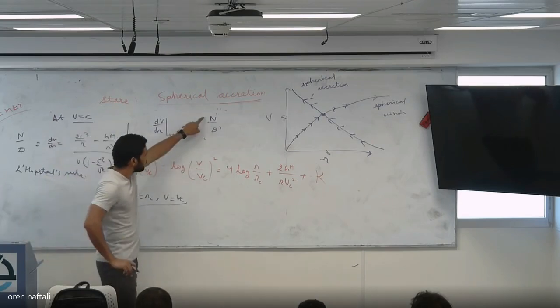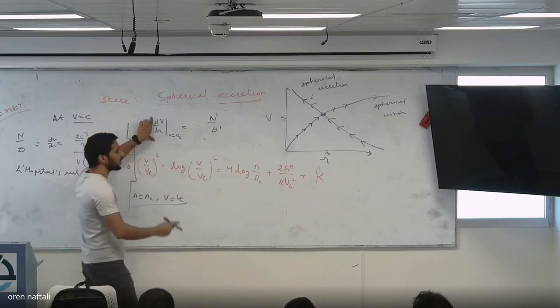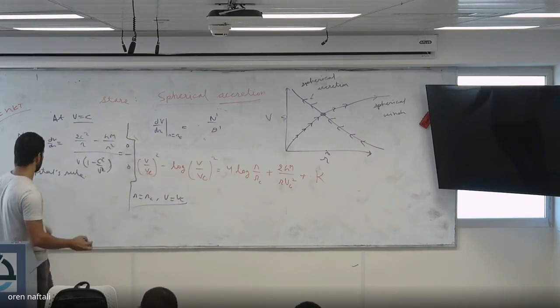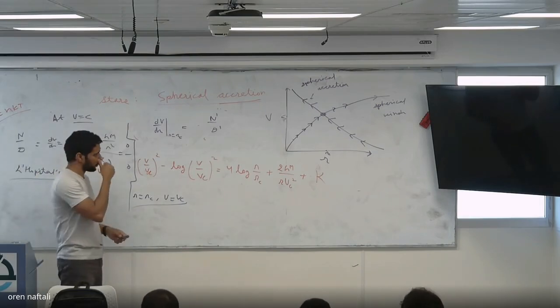So once you find derivatives, you can find the slope here. So this is the slope, and then you can solve the equation numerically. This is L'Hopital's rule. Okay.